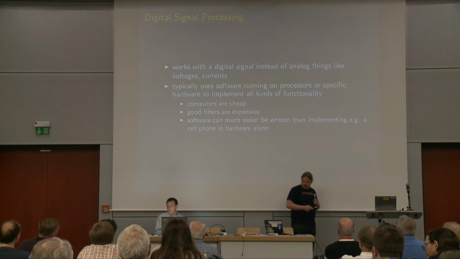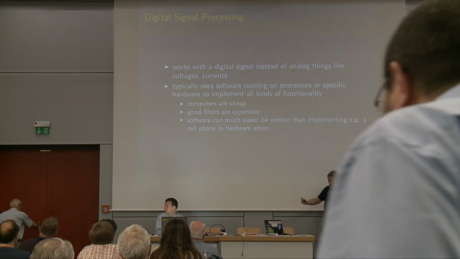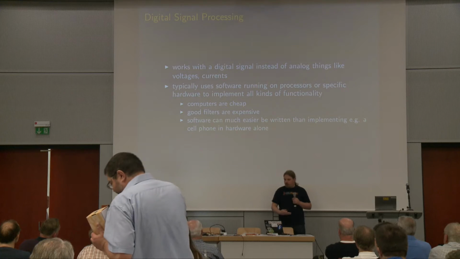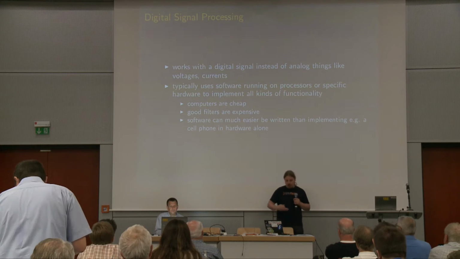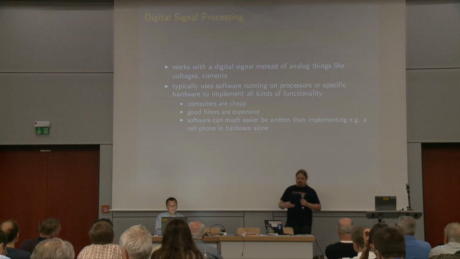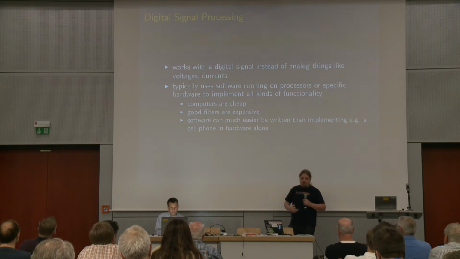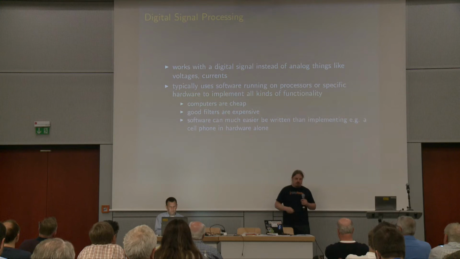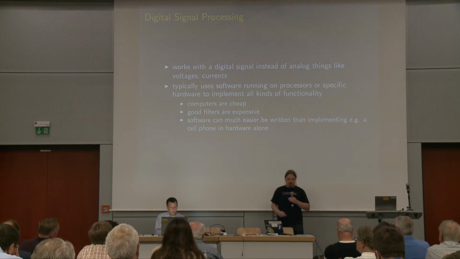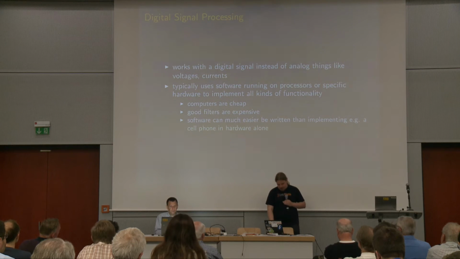So what is digital signal processing? Well, first of all, digital signal processing is processing of signals. So we're working with signals, but instead of taking the actual voltage or the actual field strength or the actual current or temperature or whatever, we first convert them to digital signals. And then we deal with that in software or in digital hardware, which kind of is hard to tell apart if you're talking about FPGAs and similar devices.